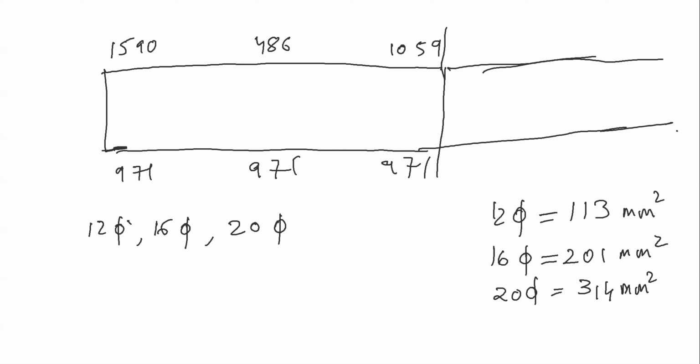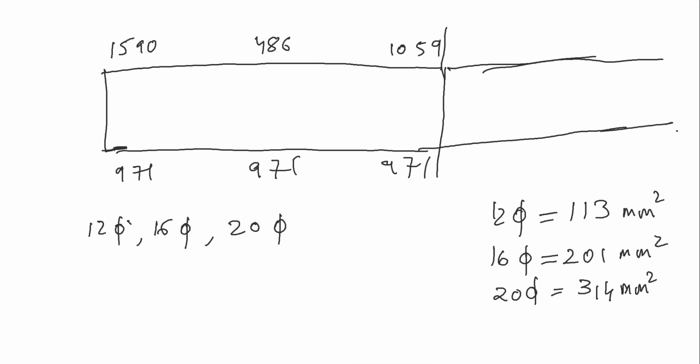You can use 2, but 2 is not sufficient because you are going to get 400 only. 486 cannot be reached. Then what do you do? If you use 12 dia rods, how many do you have to use? You have to use 4 rods of 12 dia at the top. Then you are going to reach 452. 452, that is acceptable. It is very close, less than 1%.